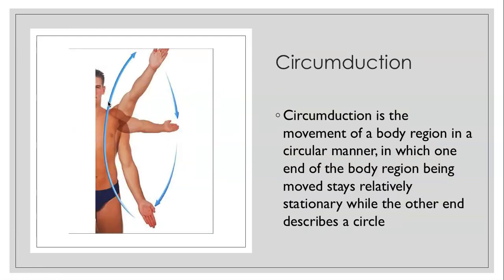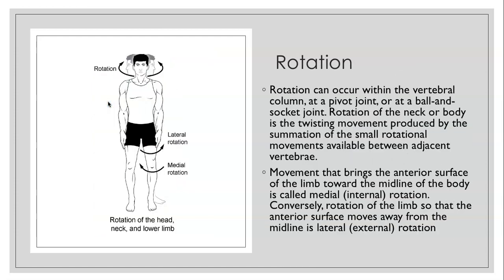Okay, the next one is circumduction. Circumduction is the movement of a body region in a circular manner, in which one end of the body region being moved stays relatively stationary while the other describes a circle, and you can do that with your arm, where you can make a full circle with your arm, and you know that one end, which is basically where your arm is attached to your shoulder, stays relatively stationary, and then your hand end, the end of your fingertips, is basically making a circle in midair. So that's called circumduction. The next one I want to talk about is rotation.